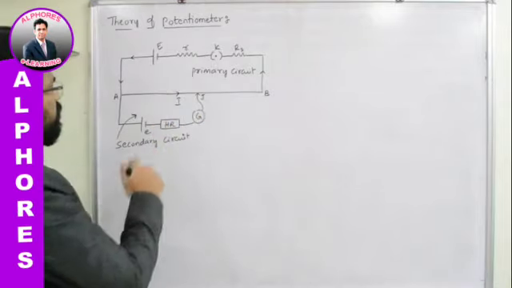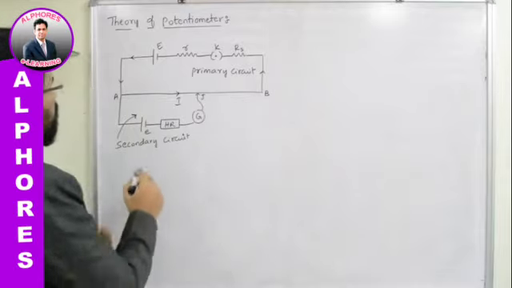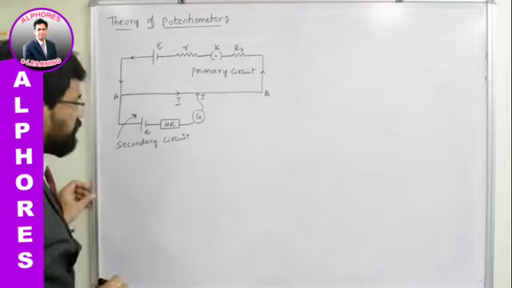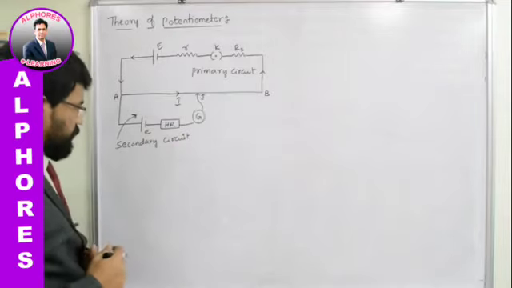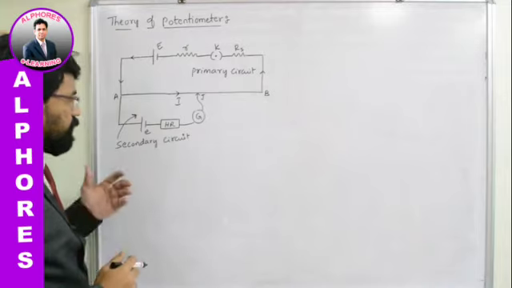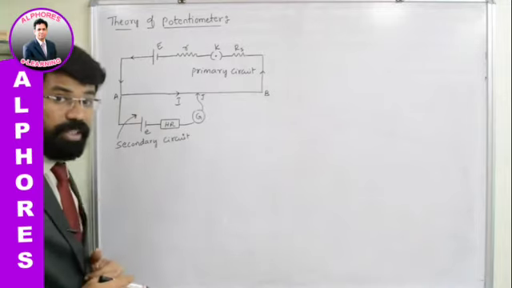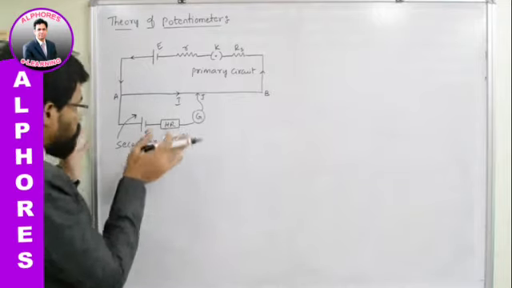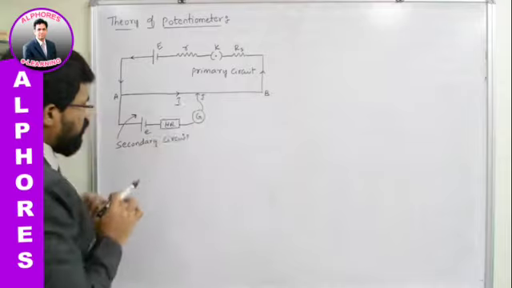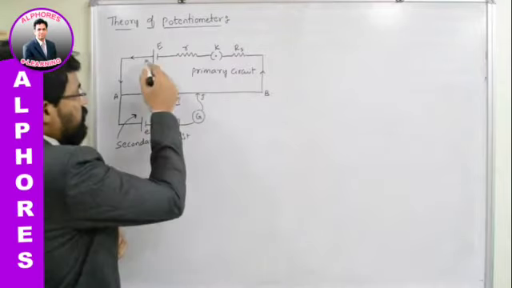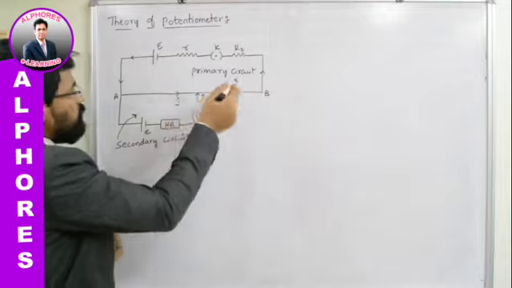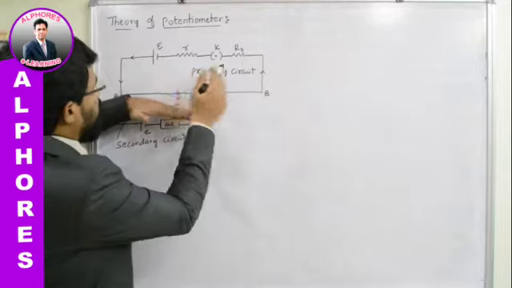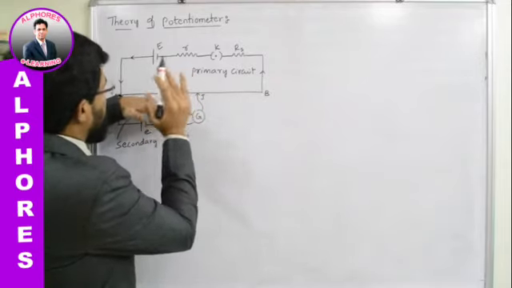This is how a potentiometer circuit looks. Whatever this primary circuit is, that's called the potentiometer actually. This is called the secondary circuit. If you want to find out internal resistance, the EMF across a cell, or the potential drop across a given resistance, all those things will be connected here. That part is called the secondary circuit, and this is called the primary circuit, which is mainly nothing but the potentiometer. So this is what your potentiometer should look like.